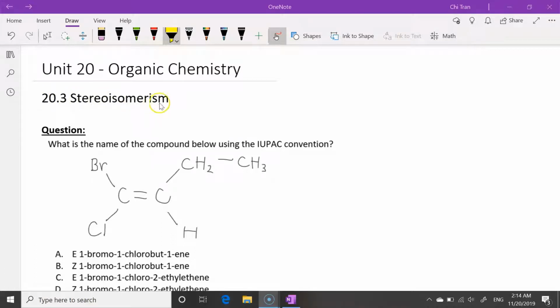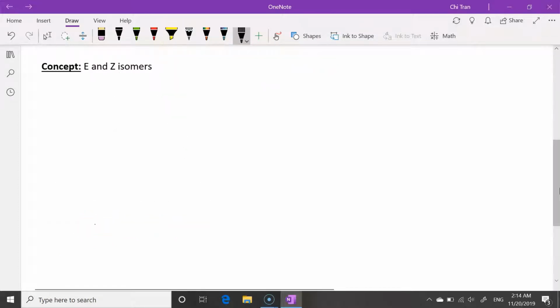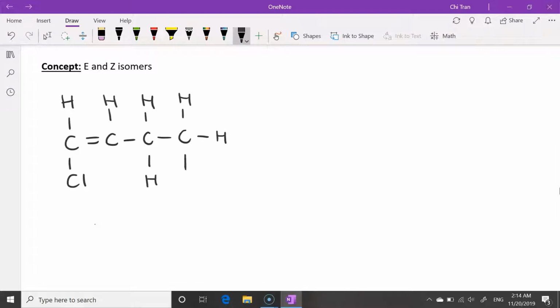Videos about stereoisomerism. So the cue in the question is to name this compound using the IUPAC convention, and the concept of this question is the E and Z isomers. So here's an example of a molecule, and we're going to name this molecule using the IUPAC convention that we previously learned in the earlier chapters. But here's a quick recap of how to do so.